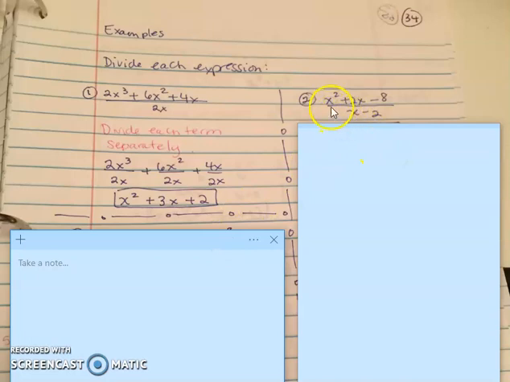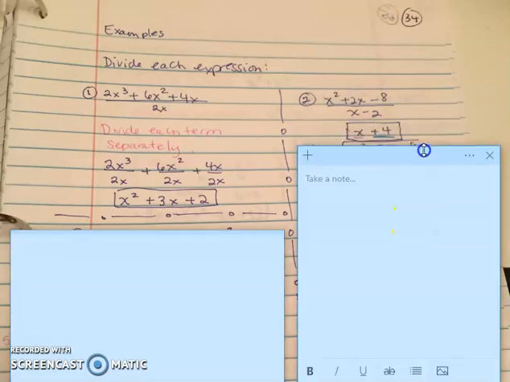On example 2, we want to take x squared plus 2x minus 8 and divide it by x minus 2. So our divisor is going to go on the outside, x minus 2, and we've got x squared plus 2x minus 8. That's our dividend that's going to go on the inside. So we'll do this piece by piece.